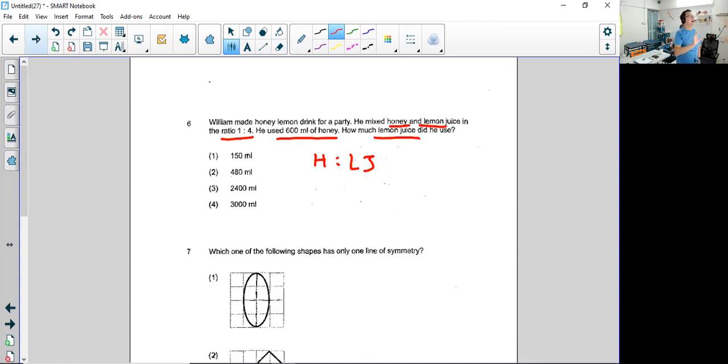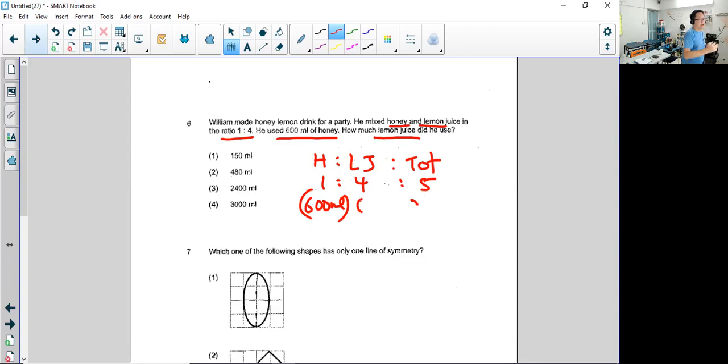To make honey drink, you can put a total there if you want. That is a total, that's the mixture. The ratio of honey to lemon juice is 1:4, and the total is 5 units. He used 600 ml of honey, which is 1 unit. So how much lemon juice did he use? That will be 4 units.